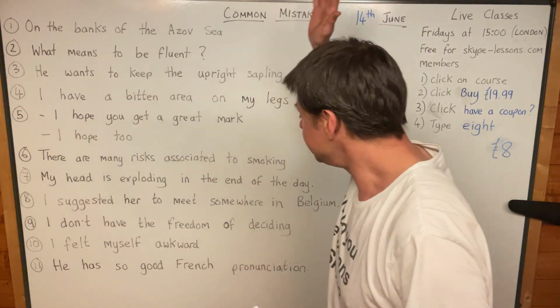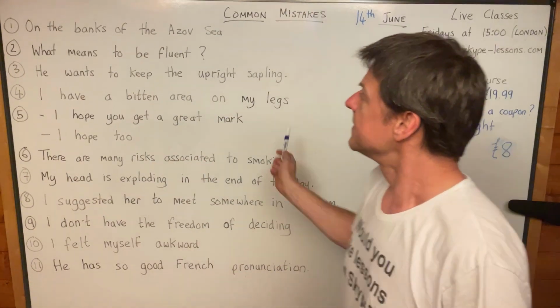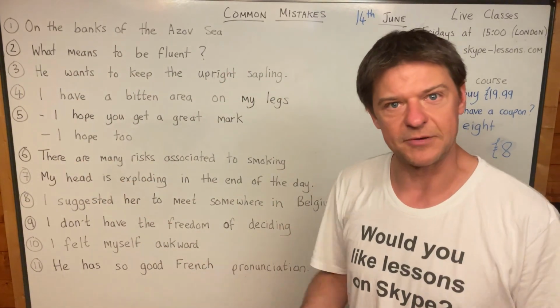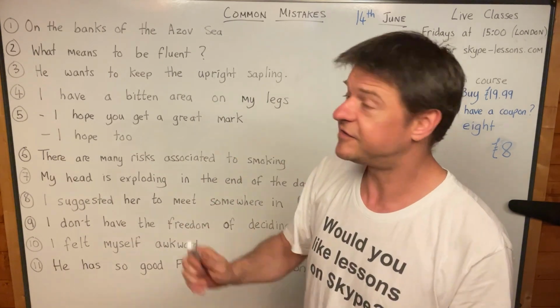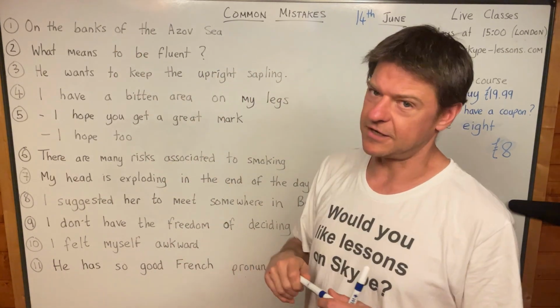Okay, so these are all pretty typical mistakes again. Number 1, I suppose, is not a very typical mistake because you don't always talk about seas and rivers, but rivers have banks, seas don't have banks.